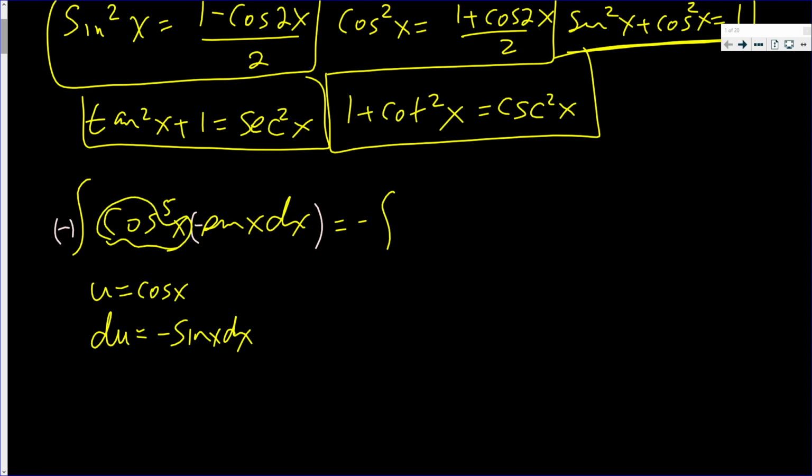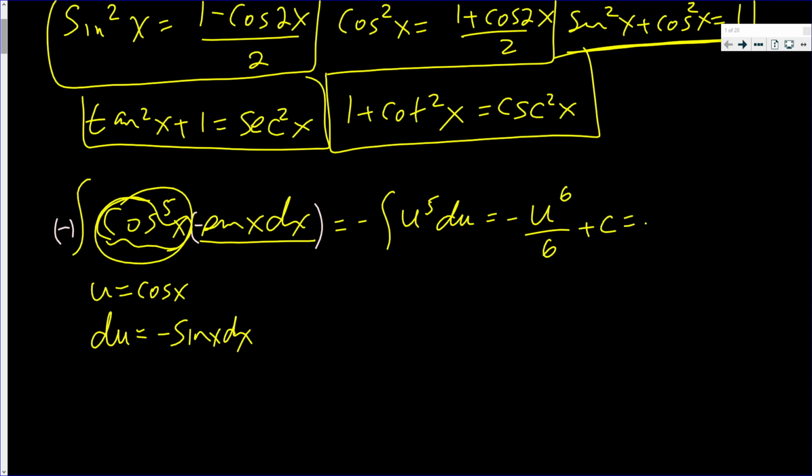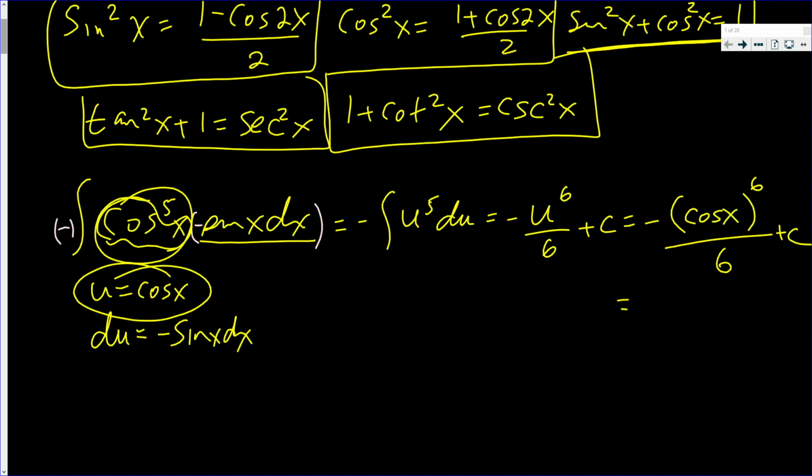Now this is u to the fifth times du. Couldn't be any easier at this point. Add 1 to the exponent, divide by that exponent, plus c. So it's negative whatever u is to the sixth over 6 plus c. And do bother to look to see what u is. Don't try to remember. So it turns out we could have written the answer this way.